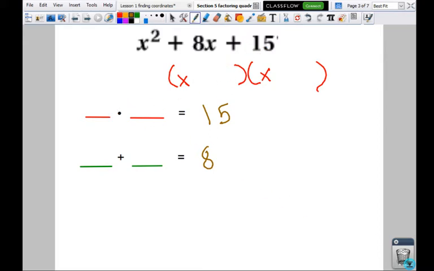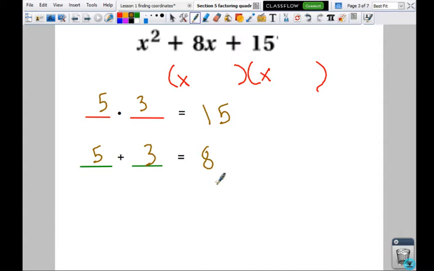So always start with the times part, because there's fewer things I can multiply to get 15 than there are for me to add to get 8. So Ira, what can I multiply to get 15? 5 times 3. Is 5 plus 3 8? Yeah. Yep, then I know I got my numbers.